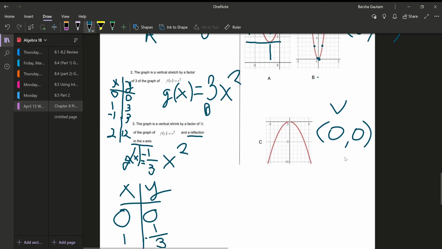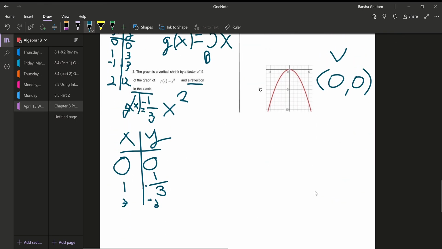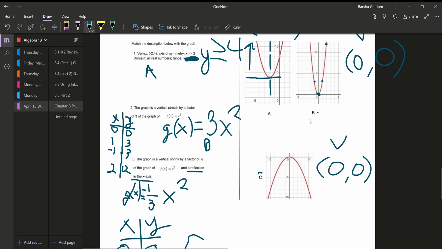So which of these has a graph that's facing downwards and fits this, right? It has to have 0, 0, it has to have 1, negative 1 over 3, and 3, negative 3. So it seems like this one might be our answer for now. So let's check it and make sure that it's correct. So it definitely looks like a vertical shrink, right? The graph is a little bit wider compared to this one.